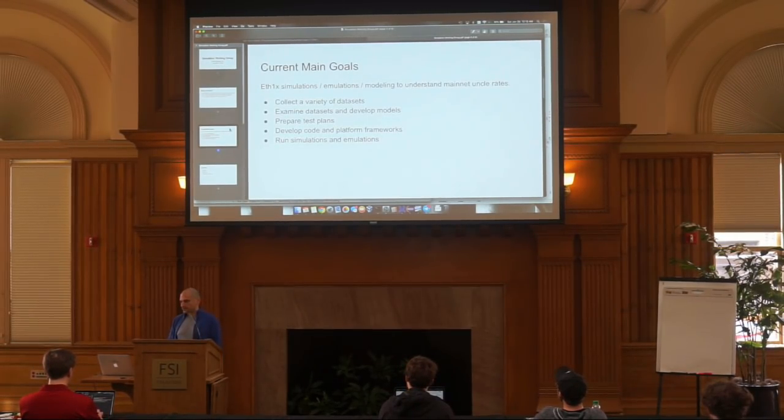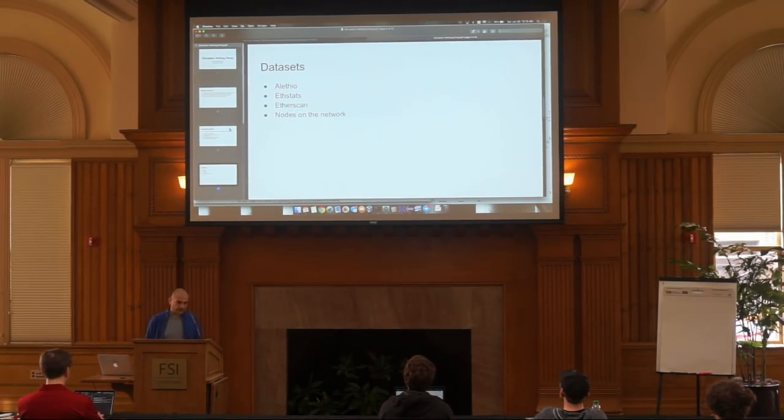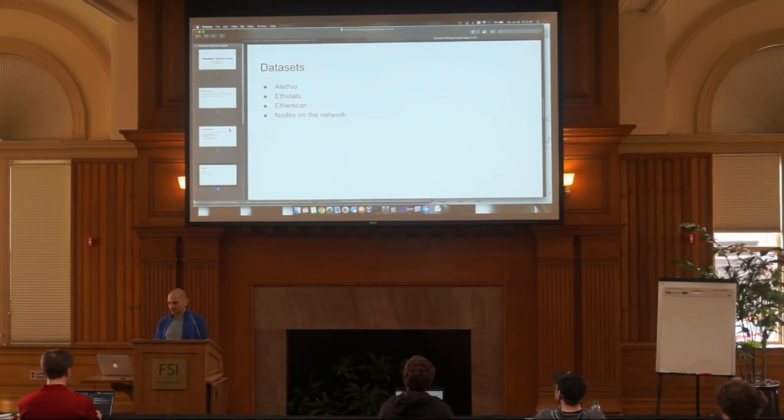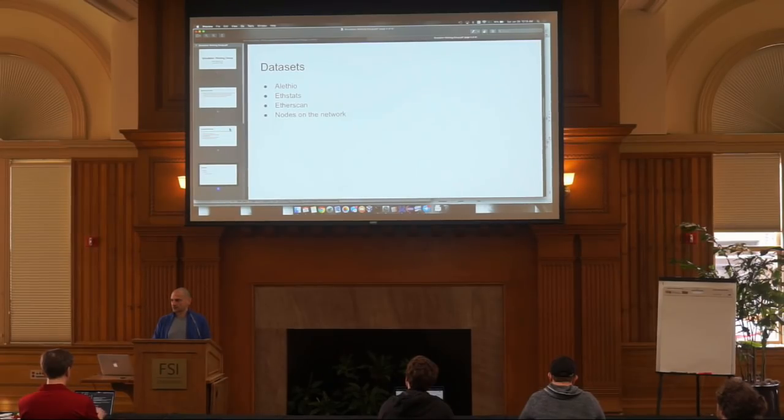Along the way, there are several steps: collect data sets, develop models, and also test plans to determine how these potential understandings are simulated and emulated, and share those results with the community. So we have a few data sets that we've collected. Alethio has provided us with some ETH stats. Thanks, Hudson, for sharing stats from ETH stats. Etherscan, those are the public charts that are available. And Zach will talk about the nodes on the network proposal, essentially launching nodes on the mainnet to collect some statistics from the live network.